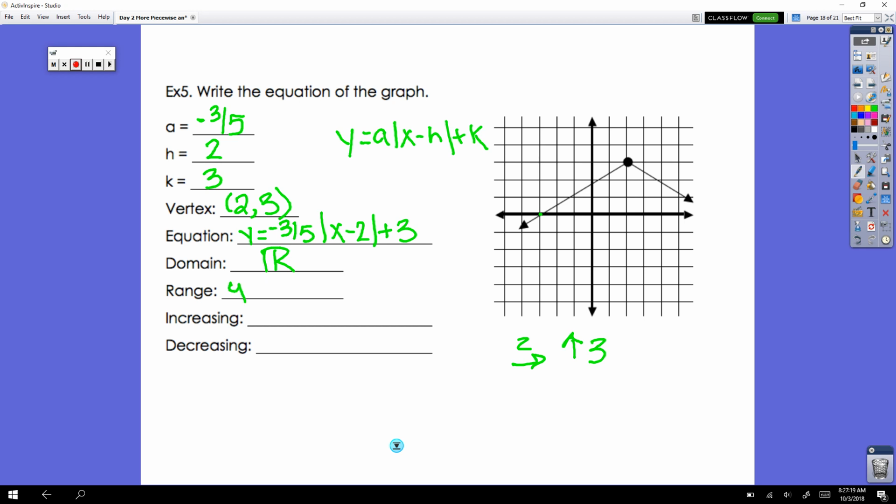Our range is y is less than or equal to 3, which you could also write as negative infinity to 3. It is increasing from negative infinity until 2, which you could also write like this. And it is decreasing from 2 to infinity, which you could also write like this.